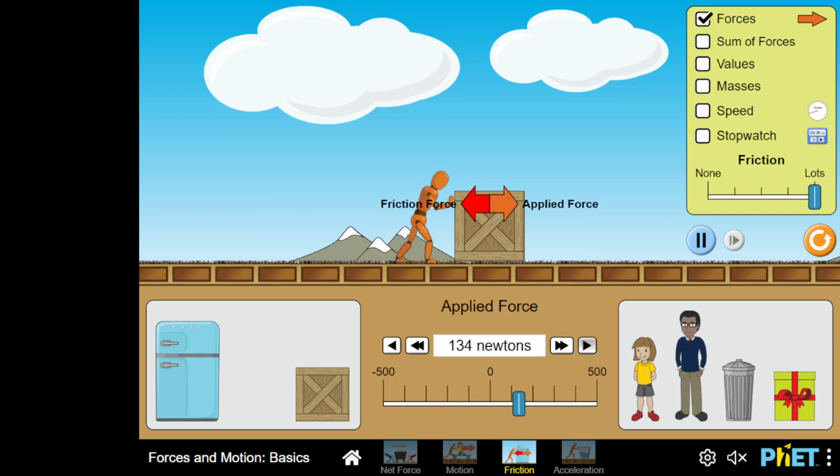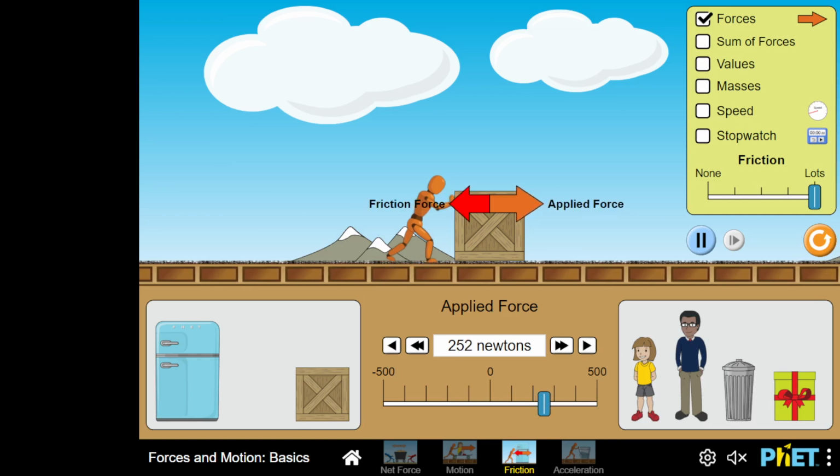But if I let this go for a while, pay attention to the size of that arrow for the friction force. I will eventually hit this point where the applied force is just going to keep growing because I keep saying push it farther, push it harder, put more effort into trying to push this crate. And eventually I'm going to overcome friction. And when I do, the friction force suddenly drops. It looks like somewhere around 250 newtons in this case is when that happened.